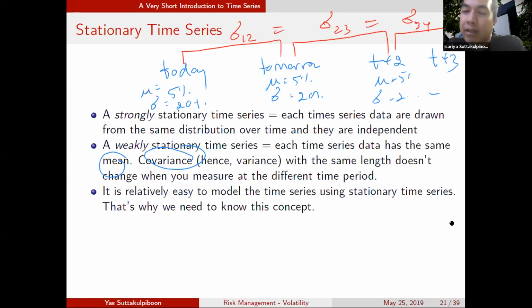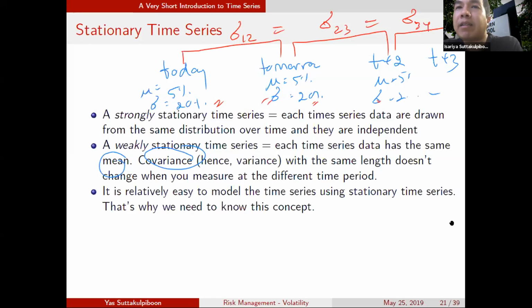Again, if you don't understand, or if you feel like, what's going on, put it simply in English: the relationship between today and tomorrow, or maybe the predicting power of today's stock for tomorrow's stock, is going to be the same. The relationship between today and tomorrow is the same. The relationship between tomorrow and the next day is the same.